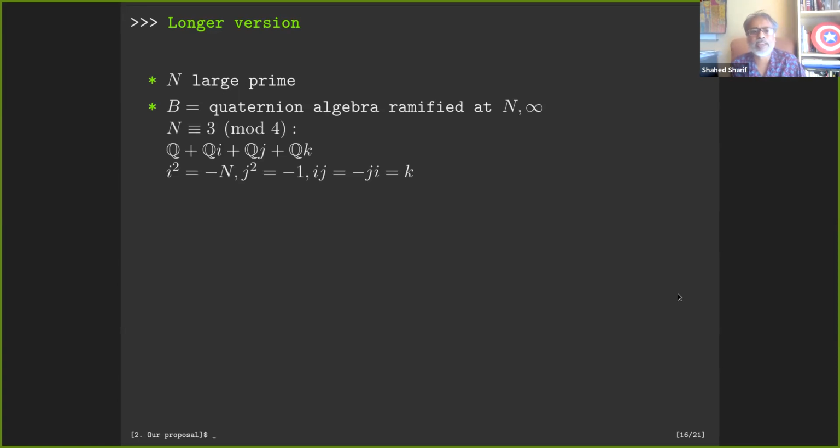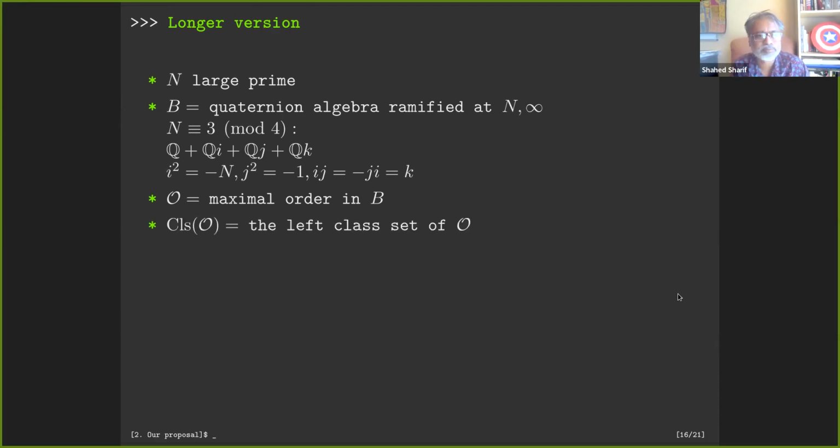So for instance, if capital N is congruent to 3 mod 4, then this quaternion algebra looks like this. As a vector space, it's 4-dimensional over Q, generated by 1, i, j, and k. And we have these multiplicative relations: i squared is -N, j squared equals -1, ij is equal to k, and ji is equal to -ij. Then you pick a maximal order in B. So this is a subring of B, which is maximal for the property that it is finite as a Z-module. So it'll be rank 4.